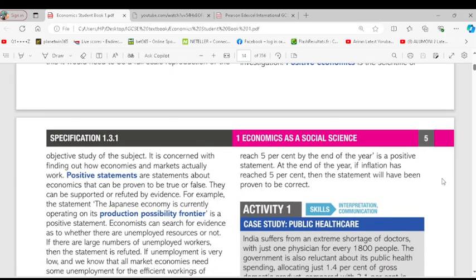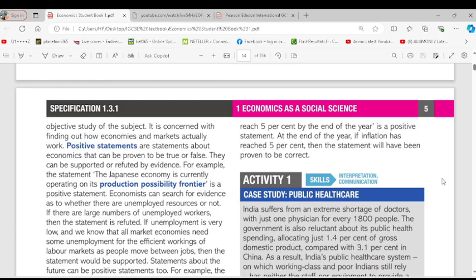And what's a positive statement? A positive statement is a statement that has to be proven to be true or false. So it's a positive statement because it can be accepted to be true and at the same time become false. It can be accepted or refuted. That's why I call it positive statements.